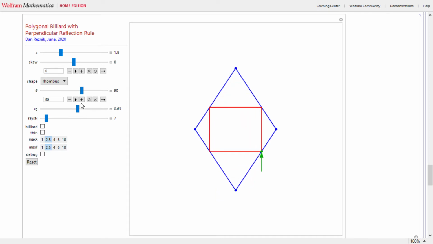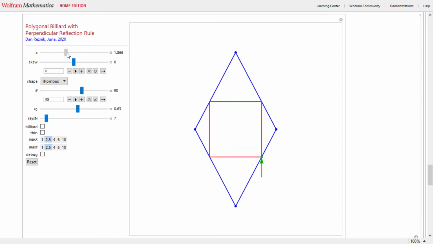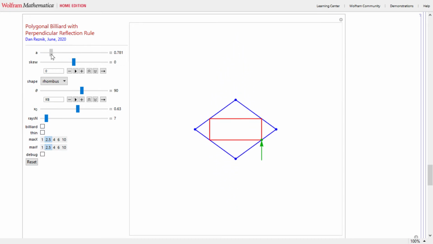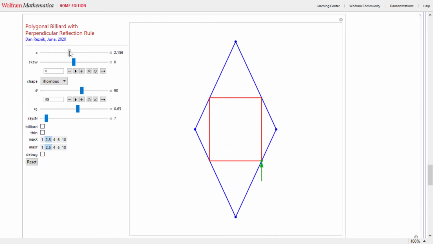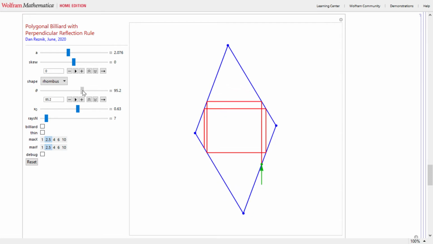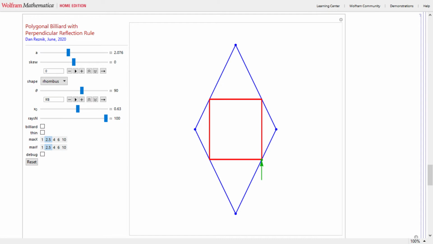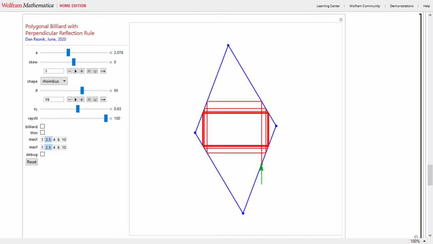Now what I can do here simply is either change the aspect ratio of the rhombus to see if anything changes. Of course, it's not going to change when everything is perfectly vertical. Or I can change the angle of the shape, and then I get some phenomena. So I'm going to take the number of rays all the way to 100. Okay, so you can see here that I've slightly changed my rhombus angle from, say, upright at 90 degrees to 95 degrees, for example. And then I'm getting a limit cycle here in the middle.